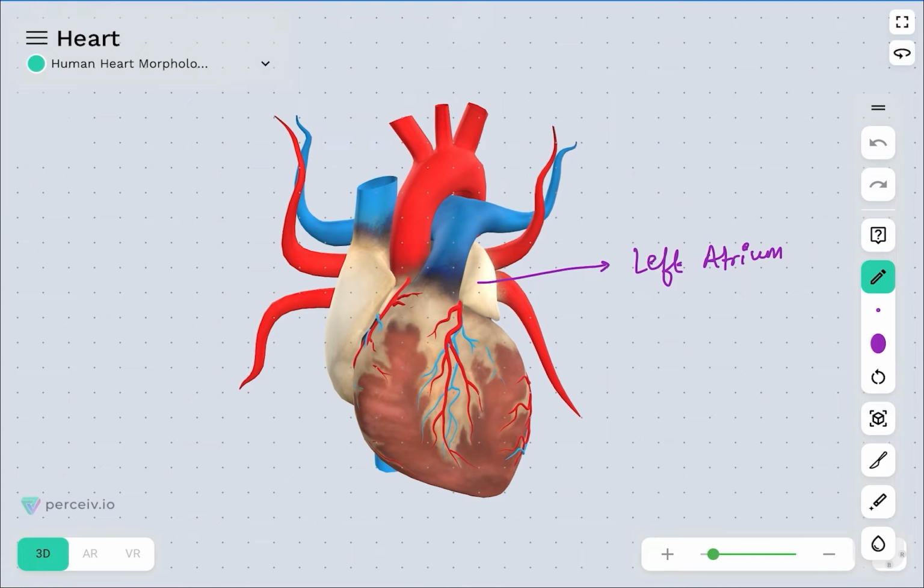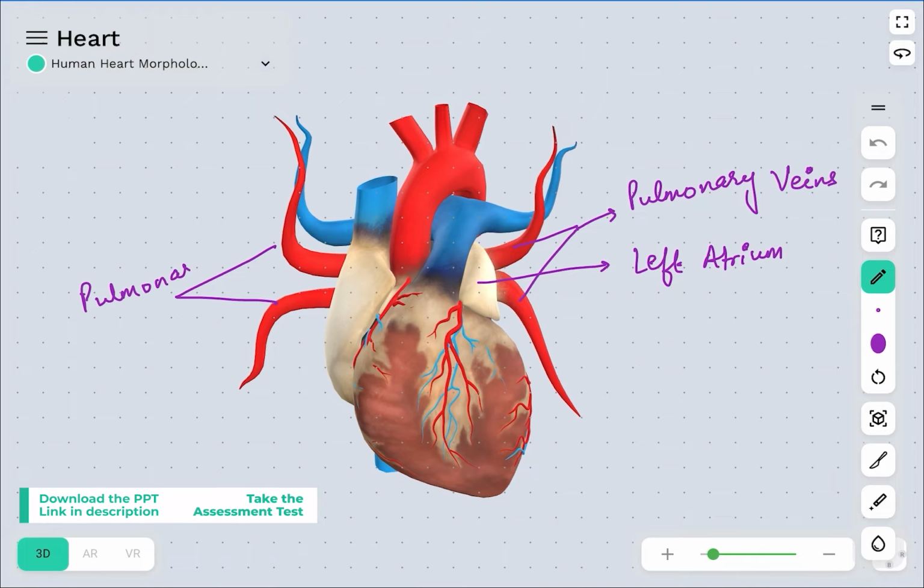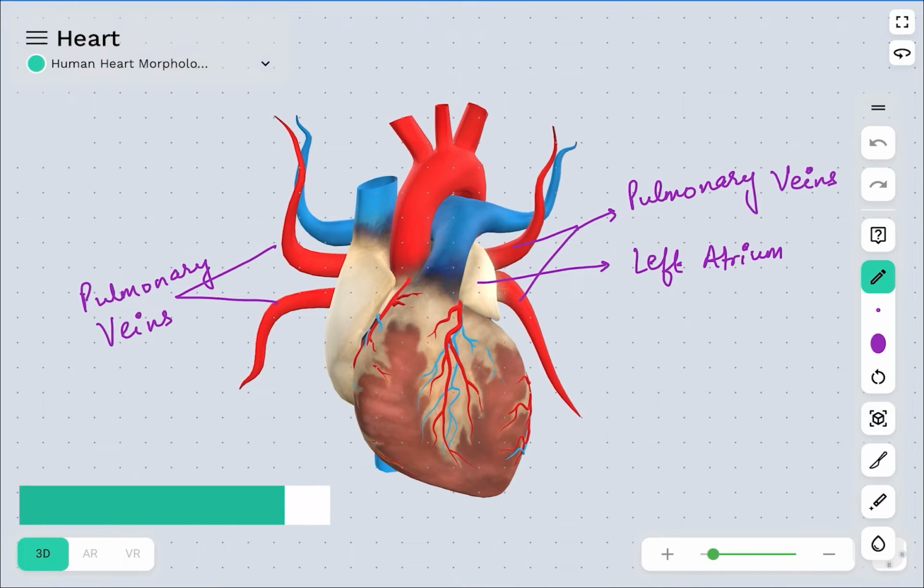And these are pulmonary veins. All right, so these are also pulmonary veins. Now, a pair of pulmonary veins comes from each lung. All right, that means left pulmonary veins will be coming from the left lung and the right set of pulmonary veins will come from the right lung. All right, so this is the case.